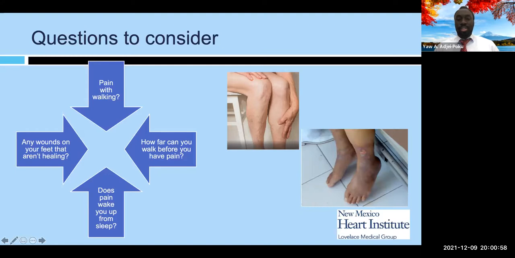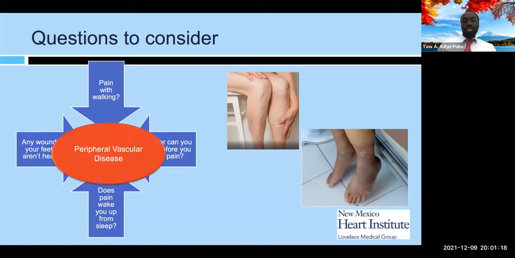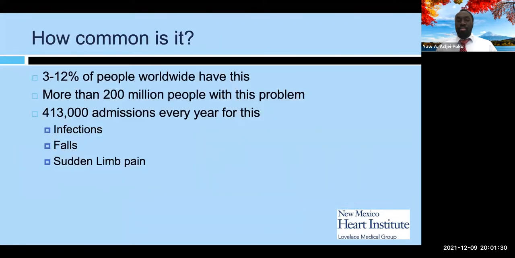And typically what we see is patients will sometimes have wounds in their legs. And some of those patients may not even realize that they have those wounds. But the reason that the wounds don't heal is because that part of the leg does not get enough blood flow. And if it doesn't get enough blood flow, the ulcers and the wounds have a difficult time healing. Again, these are all questions that indicate a patient may have peripheral vascular disease, or at least needs further testing and further evaluation for this.